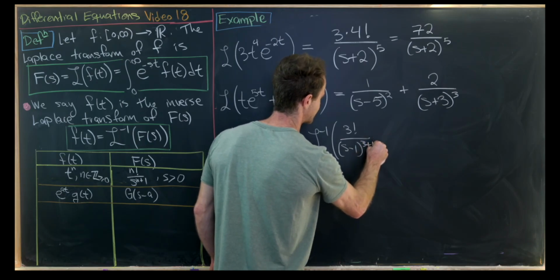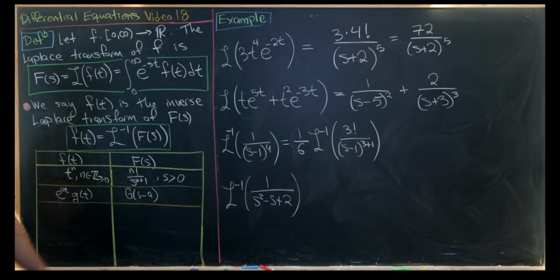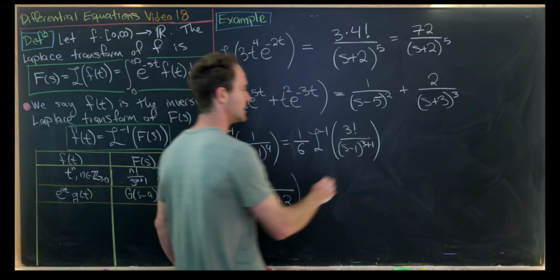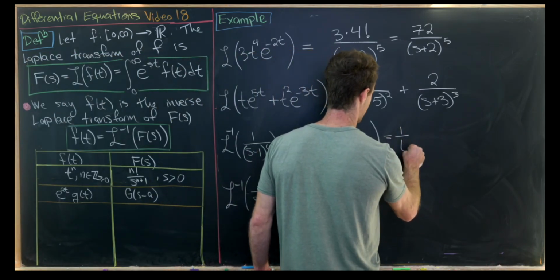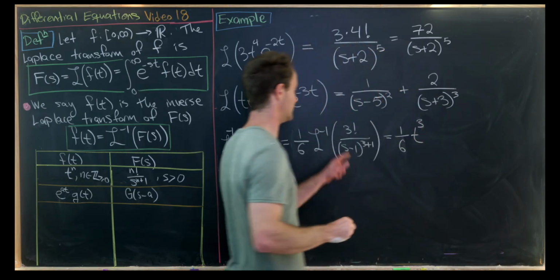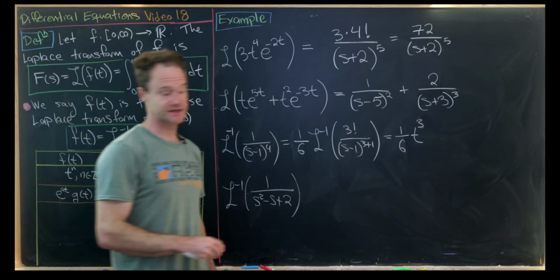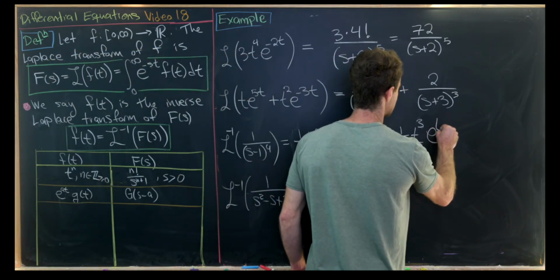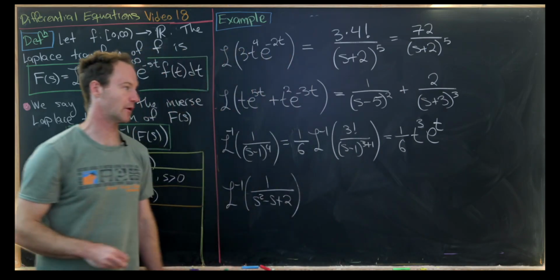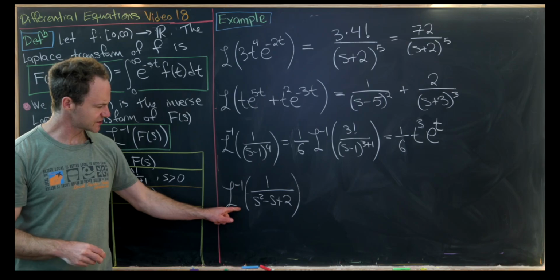And I'm going to write this as 3 plus 1 just so that we see the structure. We've got n factorial over s to the n plus 1. So this will leave us with something like this. We have 1 over 6, and then we'll have t cubed. That's because we have this 3 factorial and this 3 plus 1, but then we have some shifting, so we need an e to the t because we've shifted by 1 unit. Okay, nice.